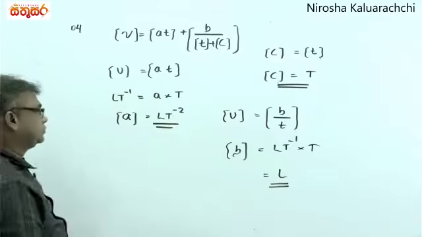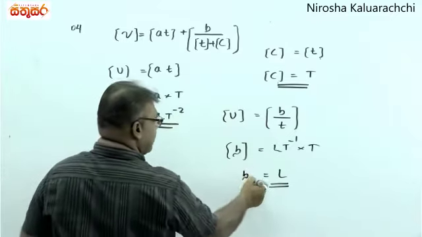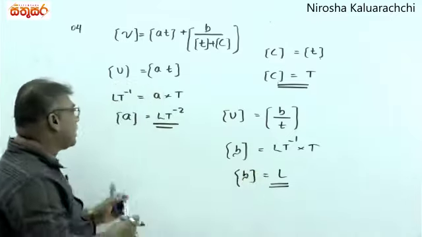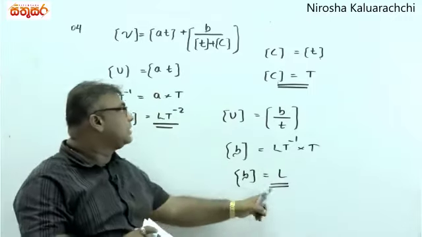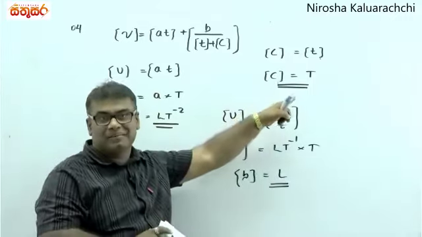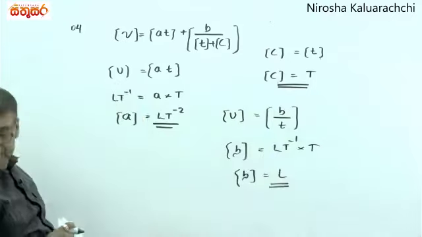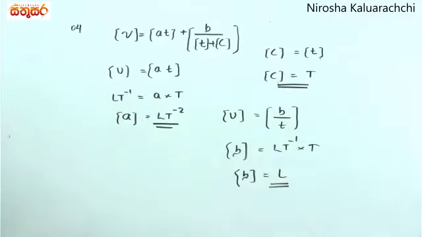Yes, then A, B, C dimensionally we have A acceleration, B length, C time, right? Easy, very easy. Okay, can we complete this one?